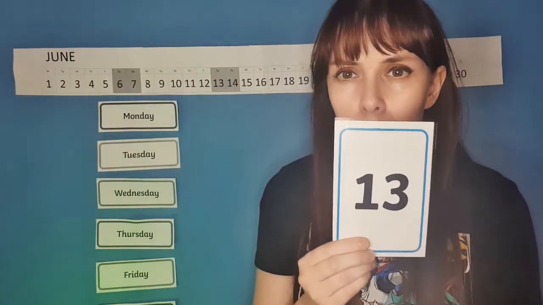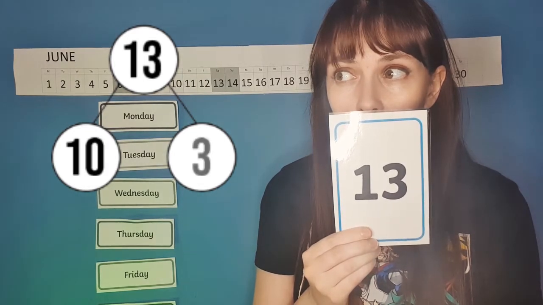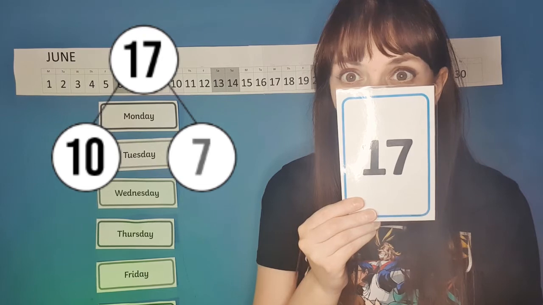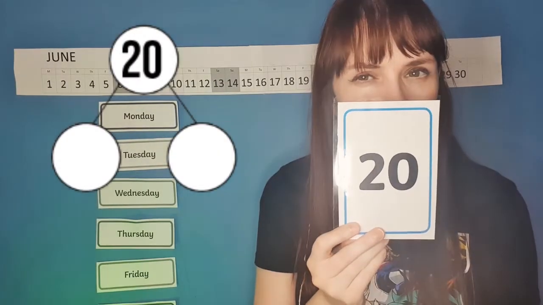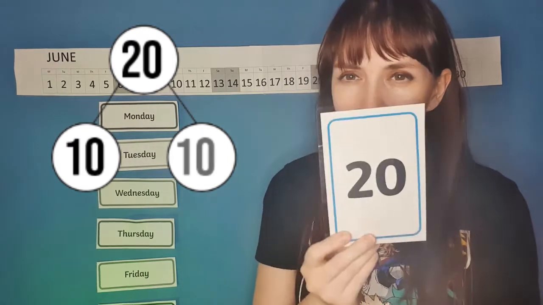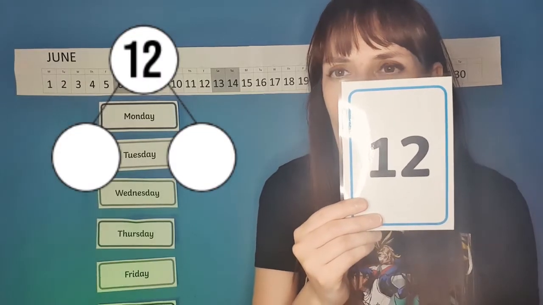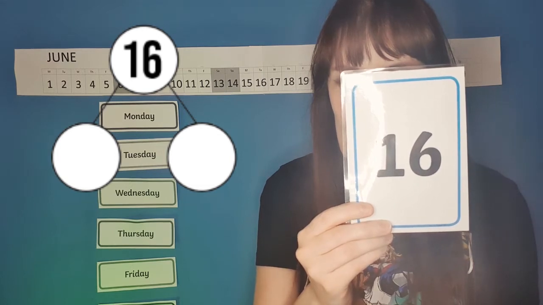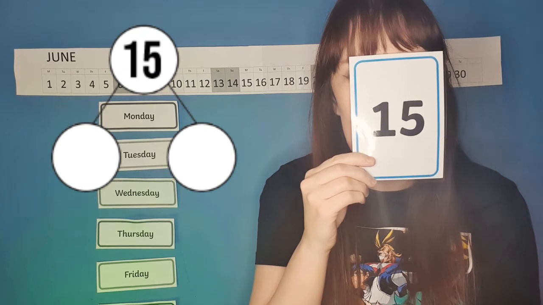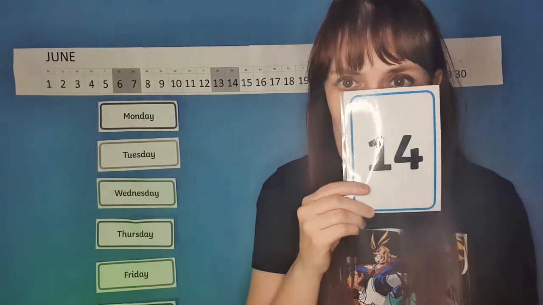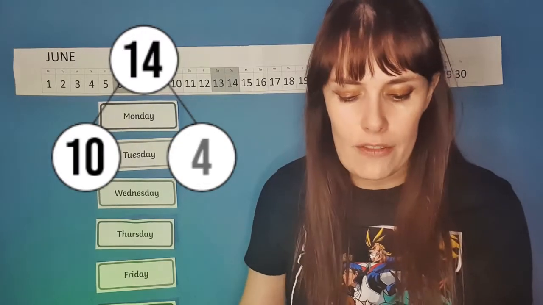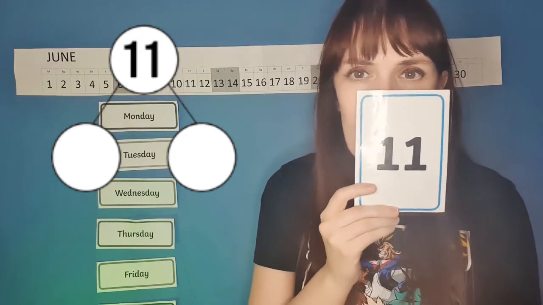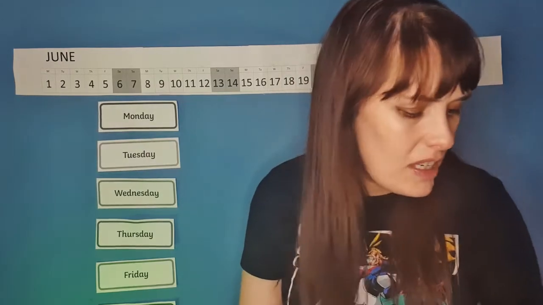10 and 9. Okay, 13, 10 and 3, 17, 10 and 7, ooh, 20, 20 is 10 and 10, sorry, number 12, 10 and 2, 10 and 6, 10 and 5, 10 and 4, 10 and 8, and last one, 10 and 1, 11.